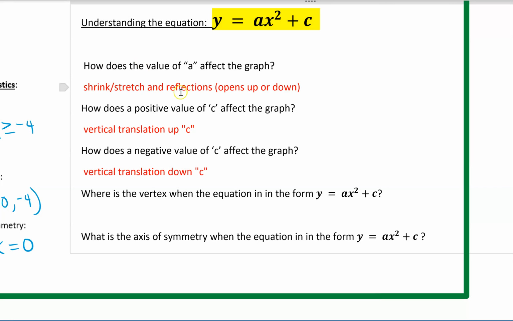Now the vertex, we know when it was ax squared, it was just at 0, 0. But the plus C has moved us up or down. So our vertex is now going to be at 0, however much we moved up and down. So our vertex is going to be at 0, C. But the axis of symmetry for all of these was still at x equals 0 because it hadn't moved to the left or to the right.